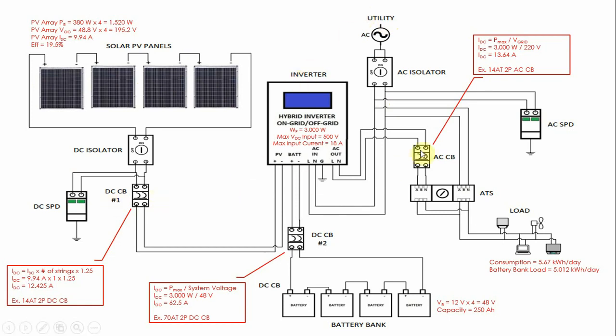The AC SPD and DC SPD are your surge protection devices. They protect your system from current surges by directing the surge current flow to the ground instead of going to your equipment, which can harm your appliances. So I think that's all.